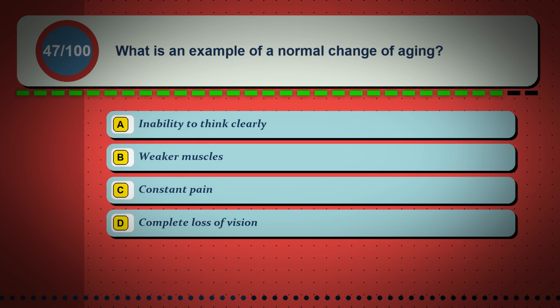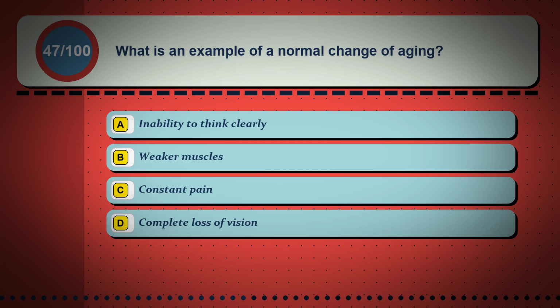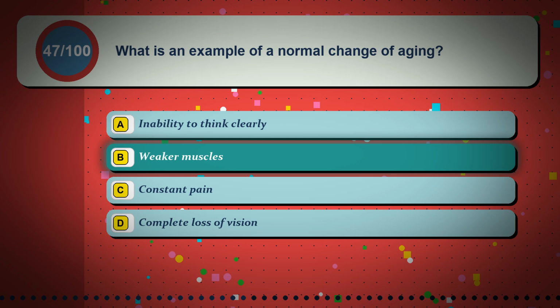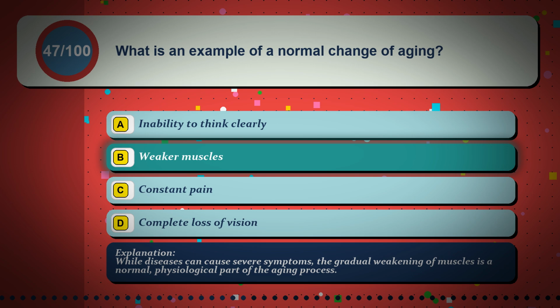Question 47. What is an example of a normal change of aging? Option A, inability to think clearly. Option B, weaker muscles. Option C, constant pain. Option D, a complete loss of vision. The correct answer is option B, weaker muscles. While diseases can cause severe symptoms, the gradual weakening of muscles is a normal, physiological part of the aging process.